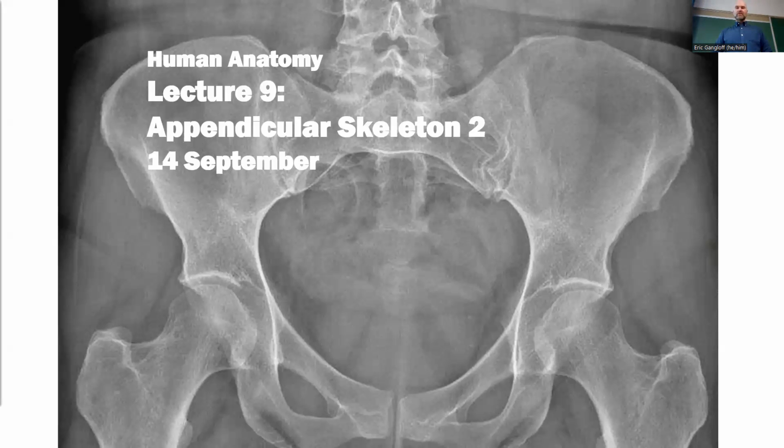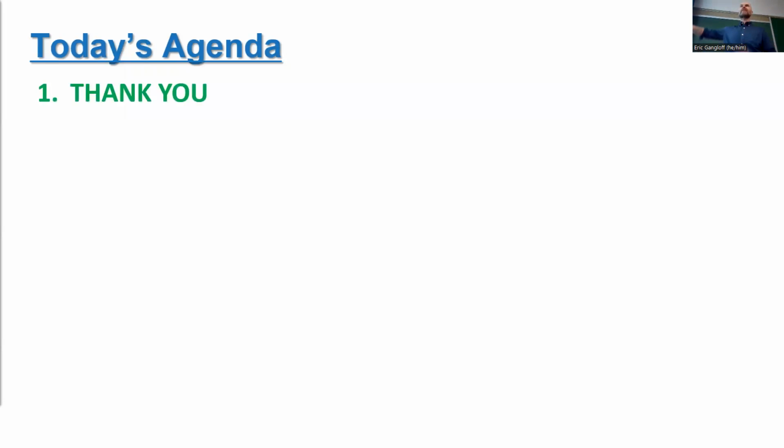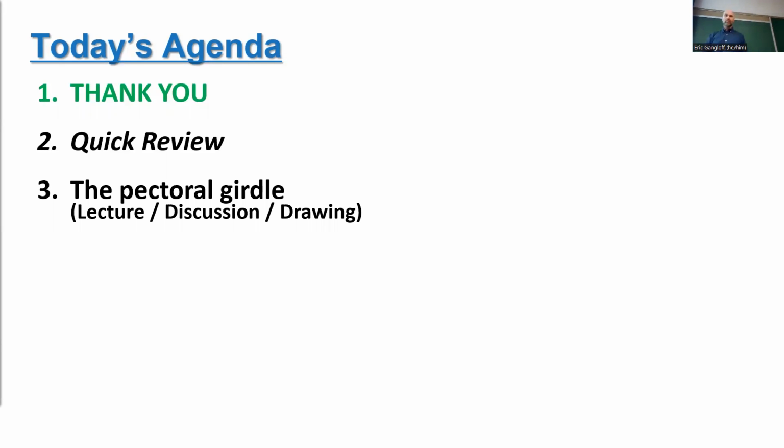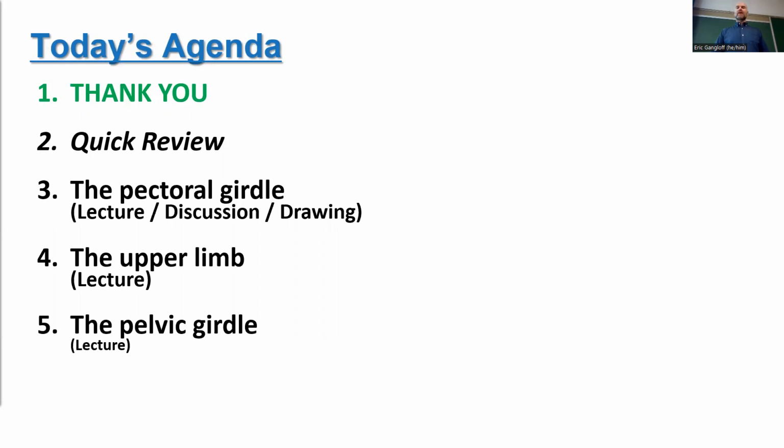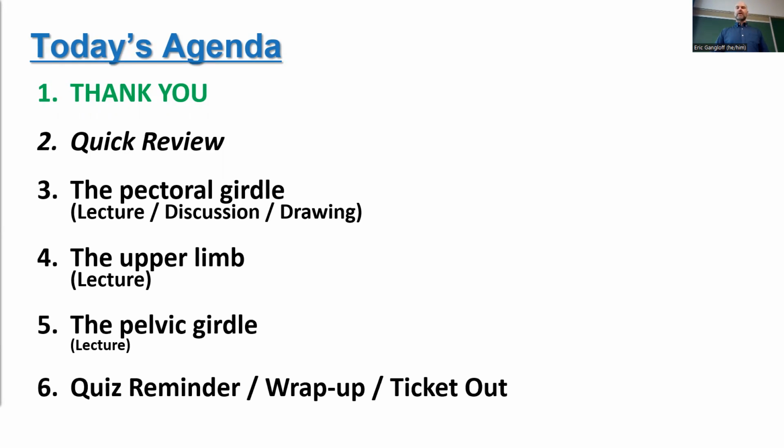So our agenda today looks like this. Actually, I have a thank you for the class to start. You'll see what that's about in a second. And then we're going to quickly review a few concepts from lecture and from lab. And then we're going to get into the pectoral girdle. We talked about the pectoral girdle a tiny bit on Monday. We're going to continue that, then talk about the bones of the upper limb. And if we have time, we'll get into the pelvic girdle and wrap things up. The quiz reminder and a ticket out. So before we get into the agenda, any questions about what's going on in class?